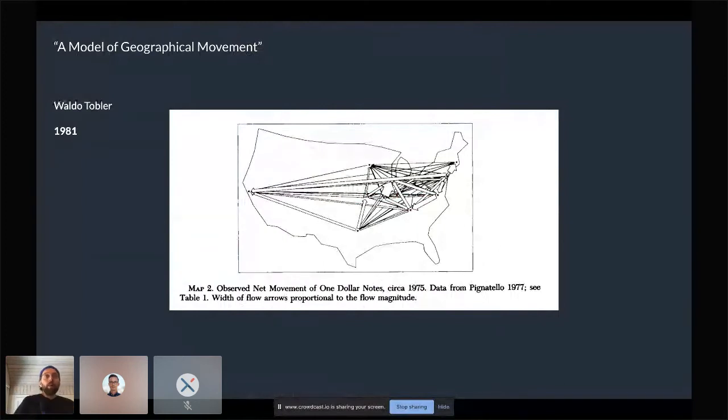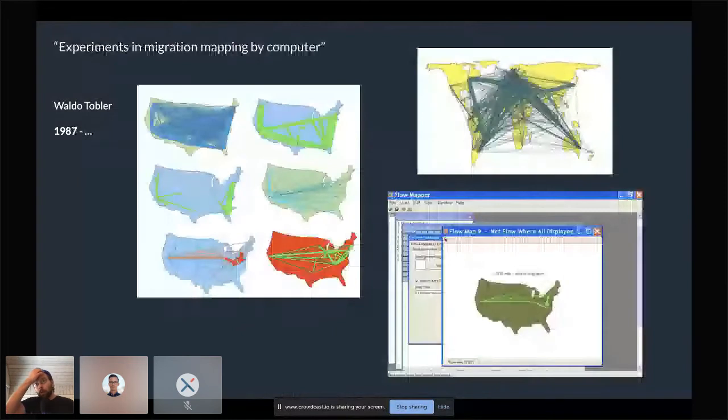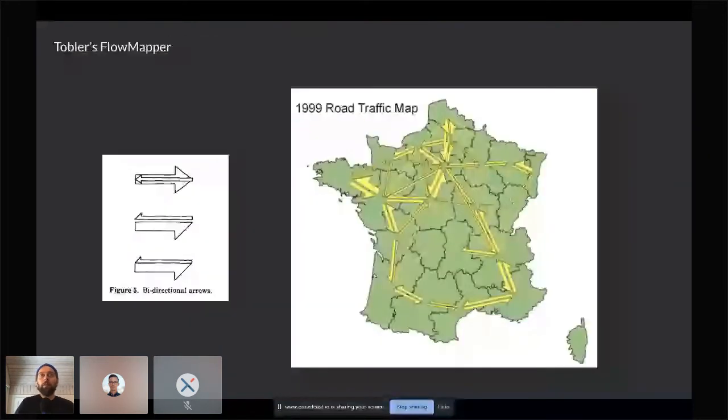So Waldo Tobler, an American geographer, started experimenting with generating flow maps on computer, and he published quite many papers. He developed a tool called Flowmap for flow map generation, and in his papers he discussed many issues around representing flow maps, like here how to represent bidirectional flows, for instance.